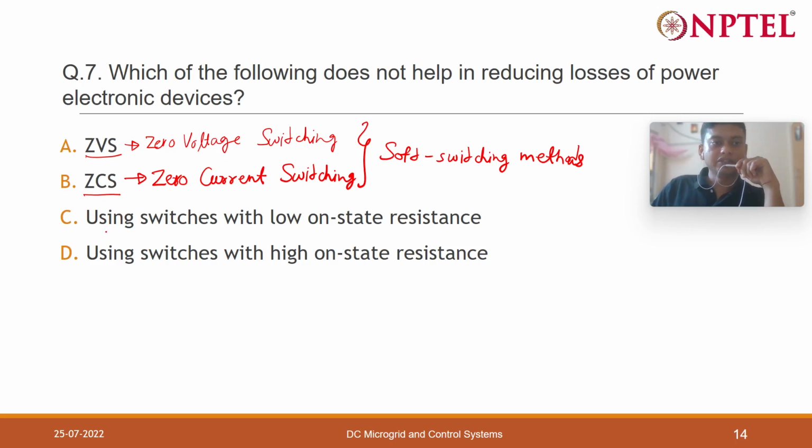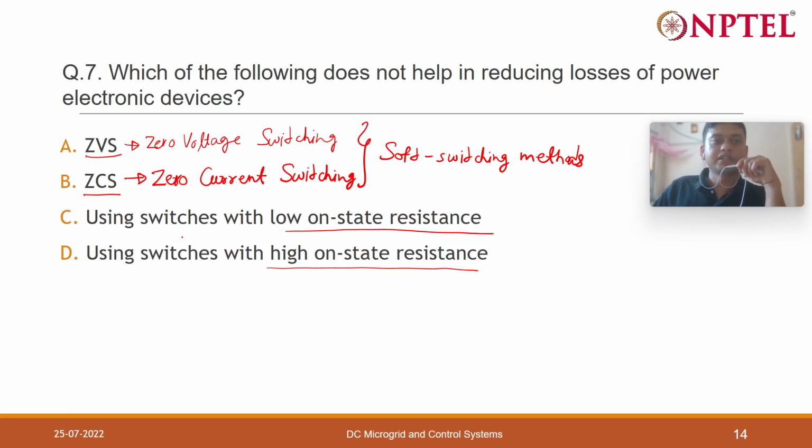And the third option is using switches with low on resistance, which is for reducing the conduction losses. Whenever it is conducting, if the on resistance is low, then if we calculate the conducting losses, they will come out low because resistance is low. So the conducting power across the switch will be low. And using switches with high on resistance will increase the conducting losses.